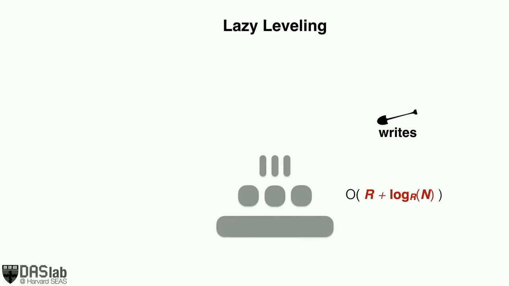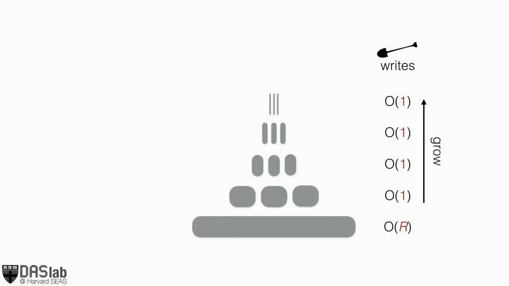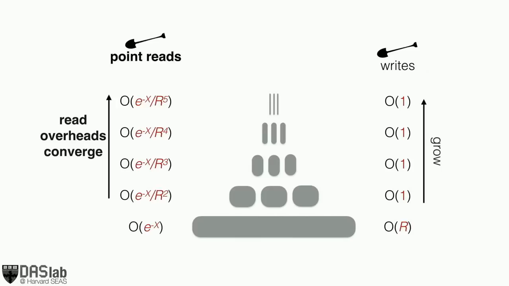Okay. So just briefly, I've presented two papers. I'm just going to say a few words about this new work that we have, and then I'll wrap up. We saw that write cost with lazy leveling is r plus log of n. This implies that as the data size grows, the overhead of writes to smaller levels of the tree increases logarithmically. On the other hand, if we look at point read cost, the false positive rates are decreasing exponentially. So the read overheads for smaller levels converge, while write overheads for smaller levels still continue to increase.